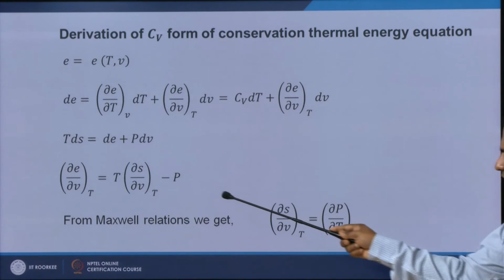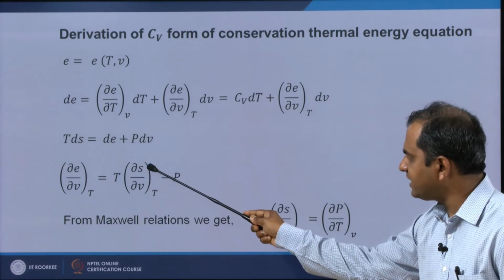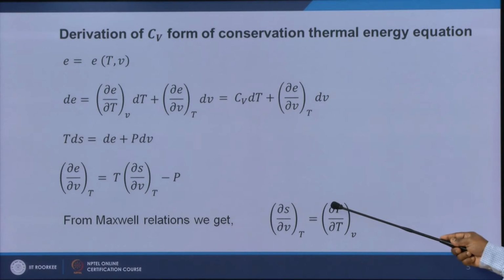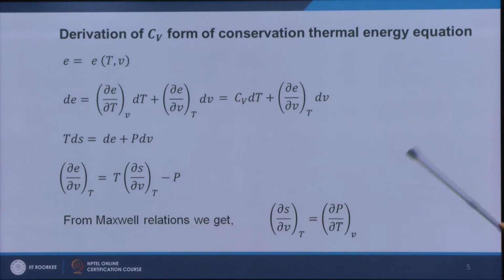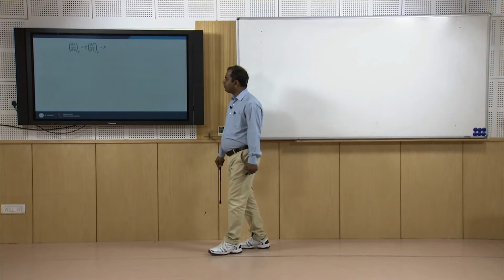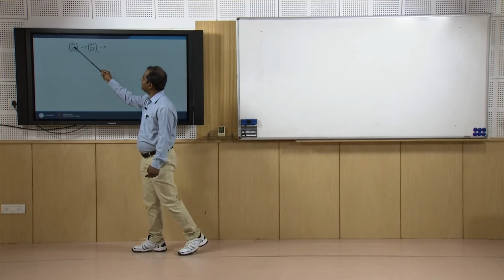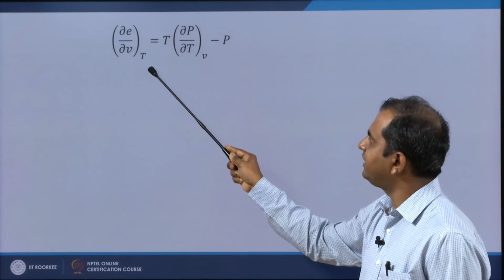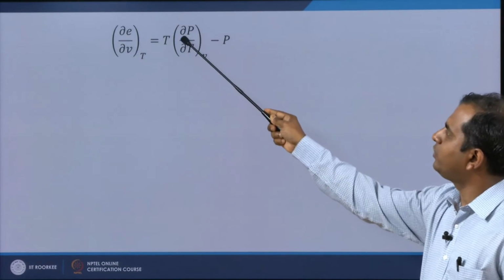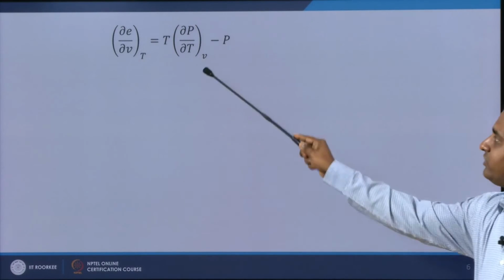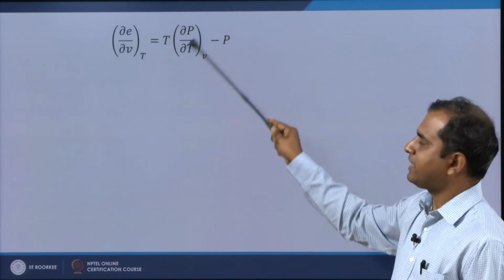So, you see here we have this del V of S at constant T. We can substitute that by del T of P at constant V. If we do so, we get this form: del V of E at constant T is equal to T into del T of P at constant V minus P. This term we have actually got from Maxwell's relation.